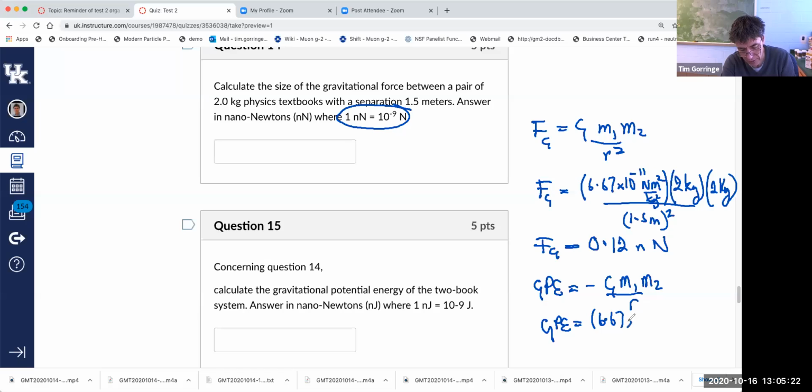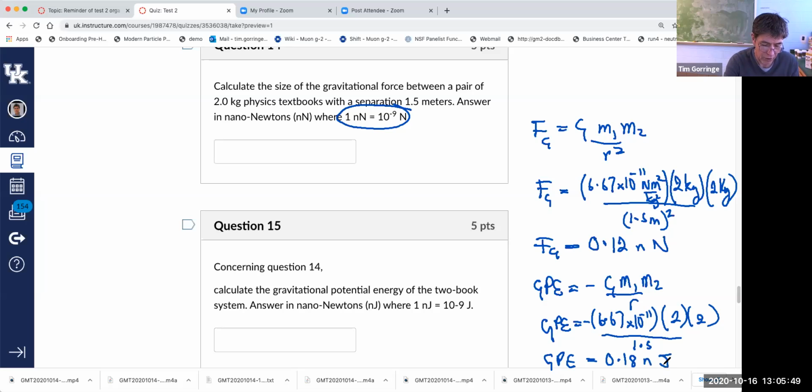6.67 times 10 to the minus 11 for the gravitational constant, 2 kilograms for the two masses. I'm not putting in the units just to save time here, and divide by 1.5 meters. And if you do that, this comes out to be 0.18 nanojoules, which are the units that we're asked to answer the question in. And so that's questions 14 and 15.